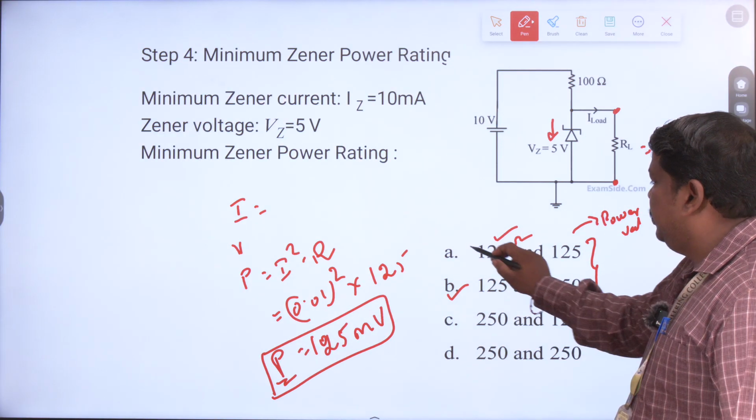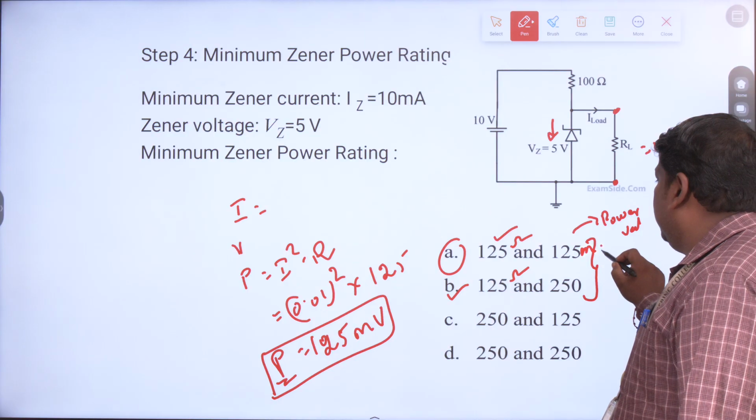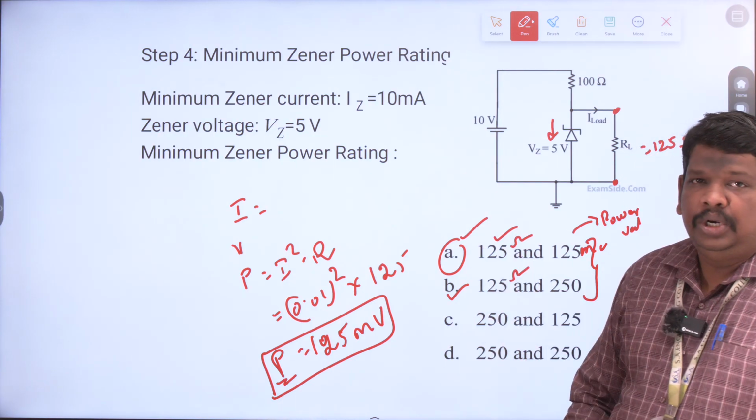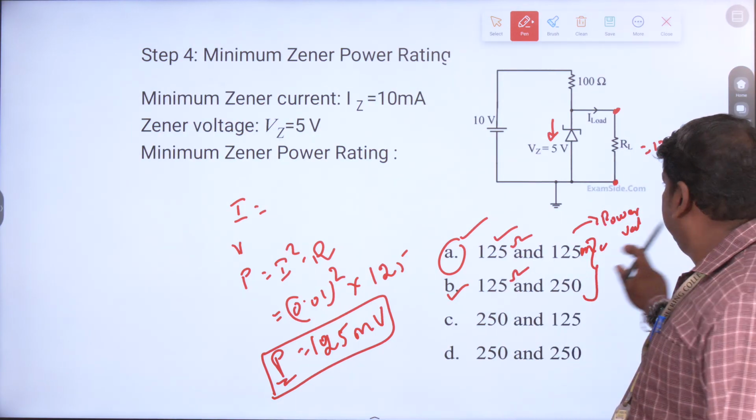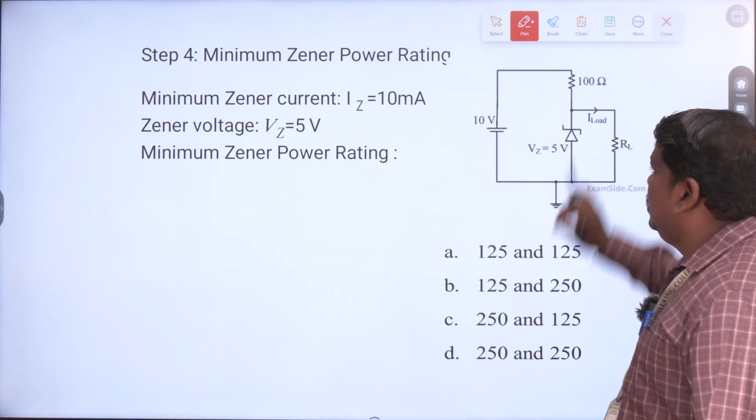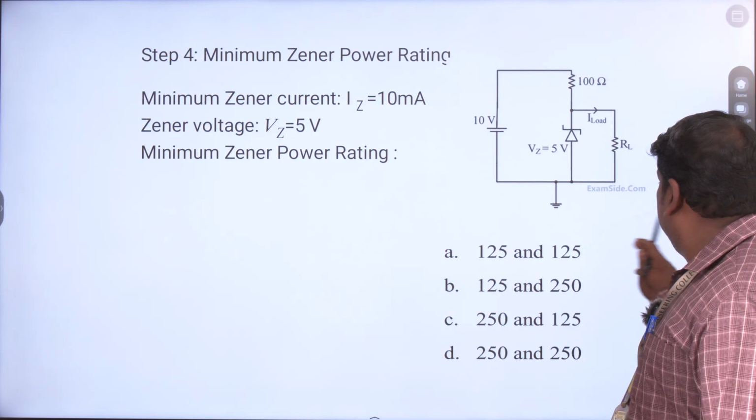So the option is going to be your first option. This is going to be the millivolt. First option is going to be the right answer.